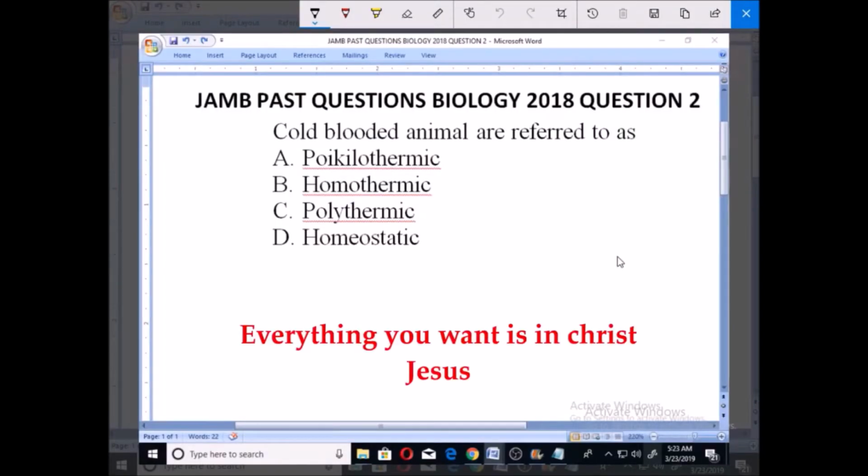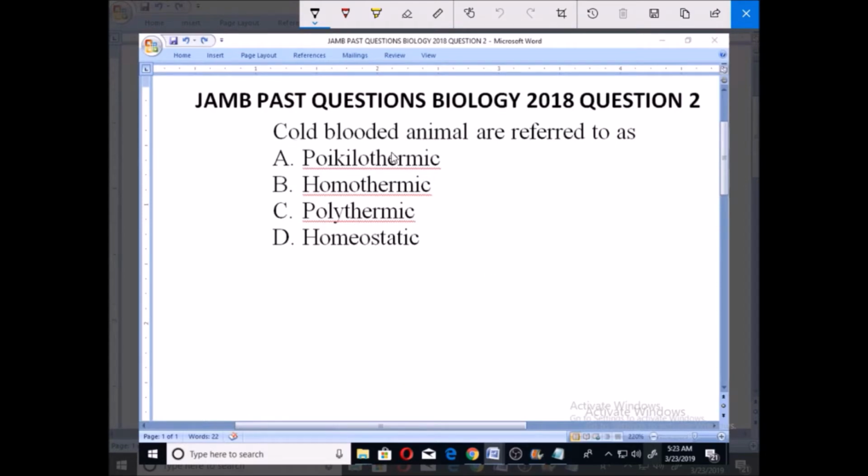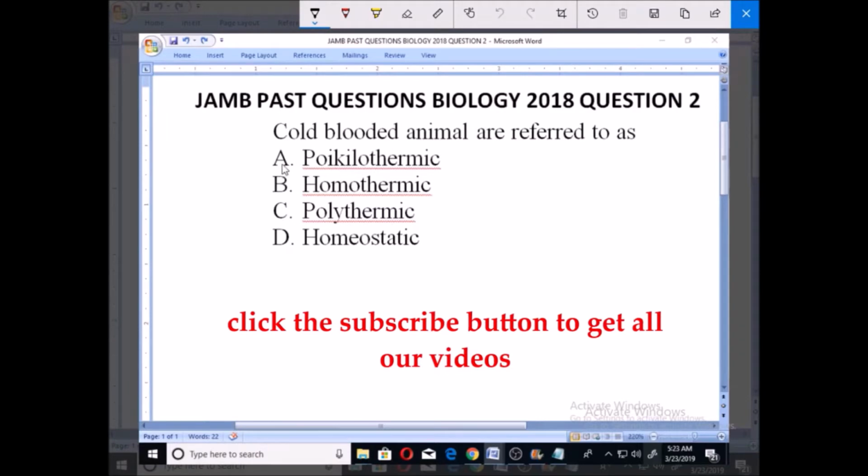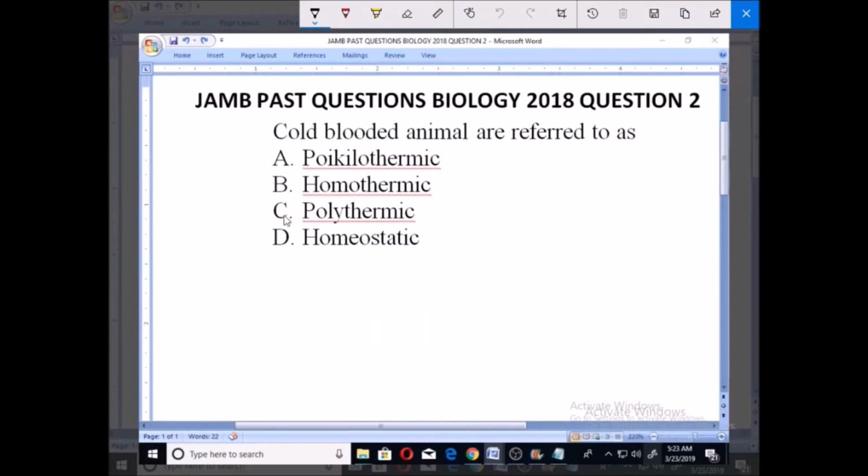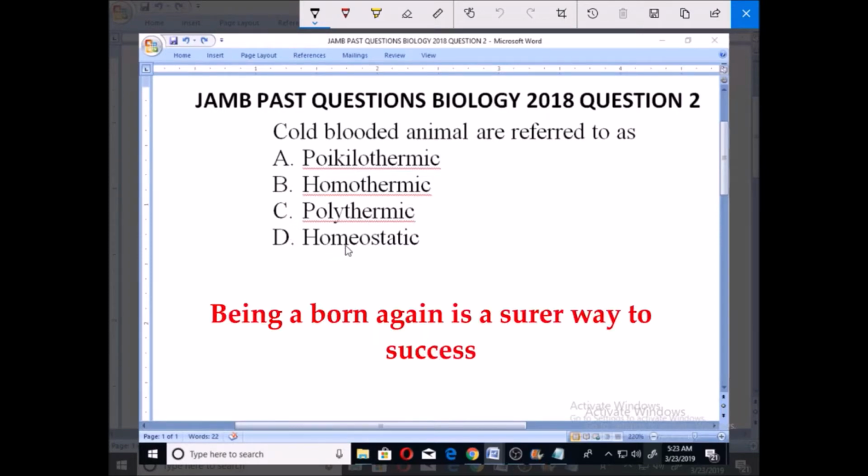Let's look at this JAMB past question, Biology 2018, question number 2. Cold-blooded animals are referred to as A. Poikilothermic, B. Homothermic, C. Polythermic, D. Homeostatic.